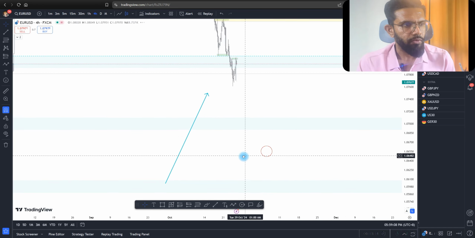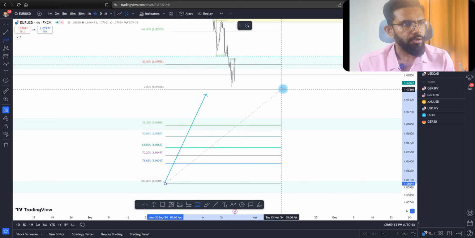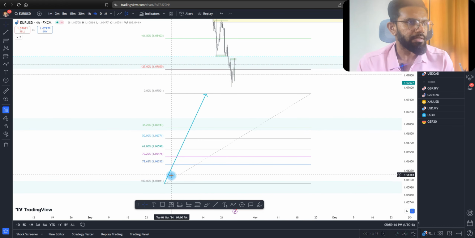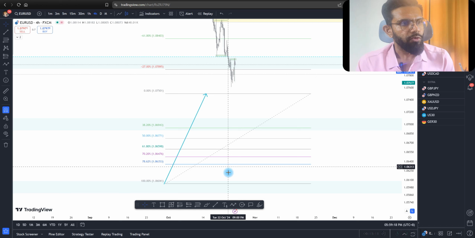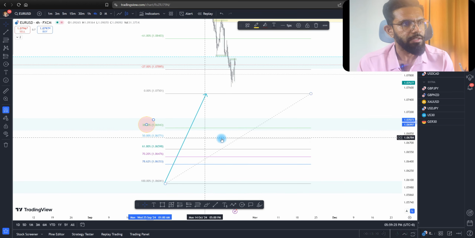So let's stick with one for uptrend, just to see how it is going to work. Okay, when you draw from lowest to highest, the first rejection usually might happen around this area, 38.2. So this will be the first rejection place.